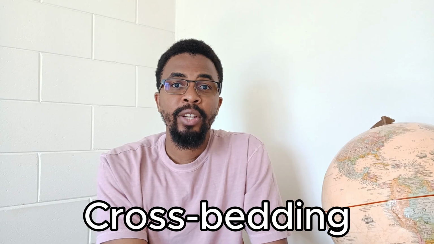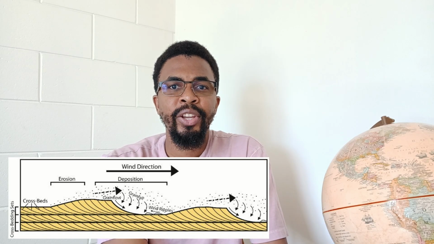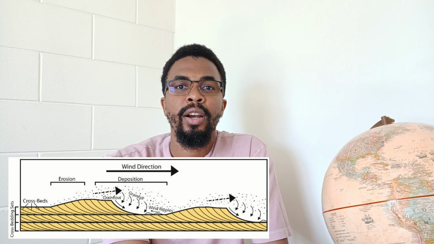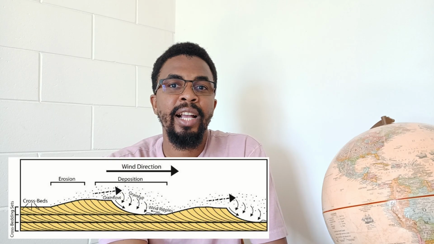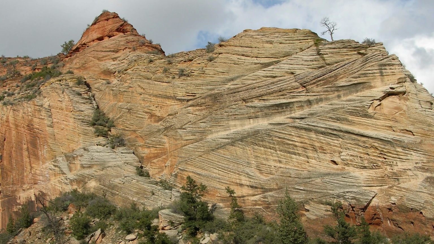internal layering or stratification. Next is cross bedding, and cross bedding is a sedimentary structure where inclined layers or sets are deposited at an angle to the main bedding plane, usually formed by the migration of ripples or dunes under the influence of wind or water currents, and it records the direction of flow.